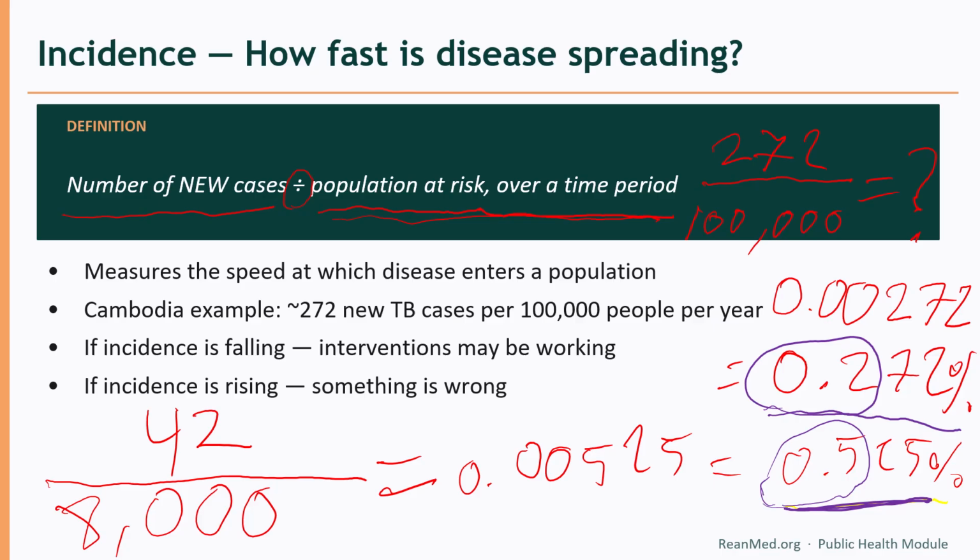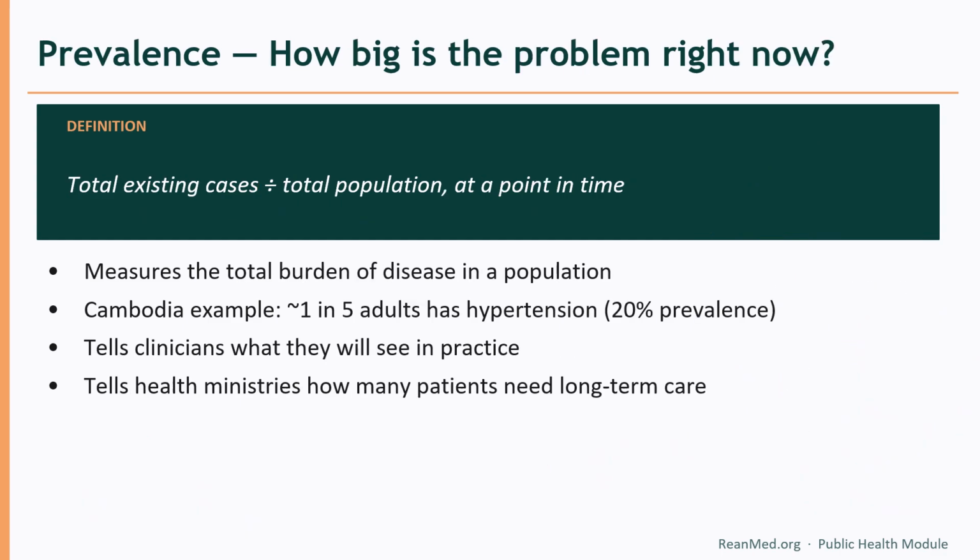Okay, we'll go on to our next statistic, our next tool. On this slide, we are talking about prevalence. Prevalence is a statistic that tells us how many people have the disease, what fraction or what percent of people have the disease at a specific time.